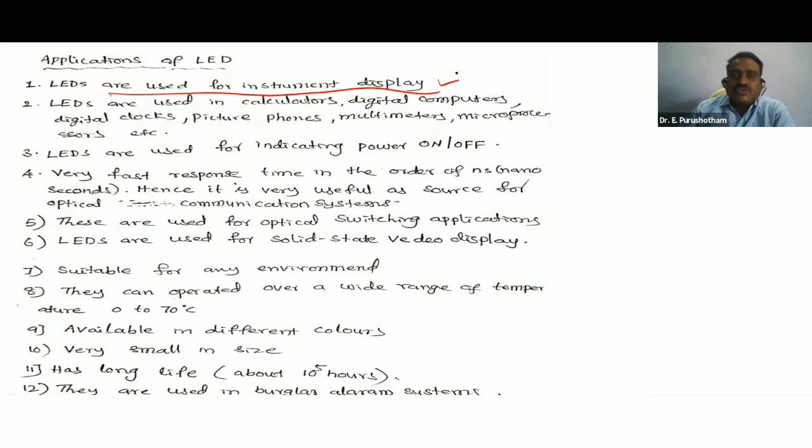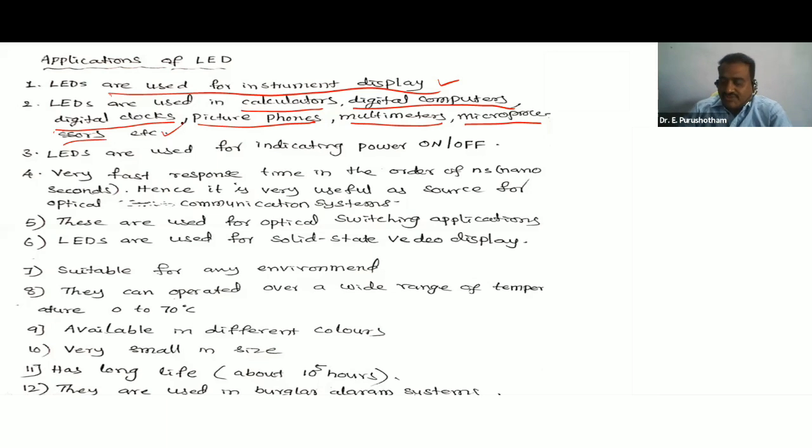LEDs are also used in calculators, digital computers, digital clocks, picture phones, multimeters, microprocessors, and so on. LEDs are very useful nowadays. LEDs are used in calculators, digital computers, digital clocks, etc.